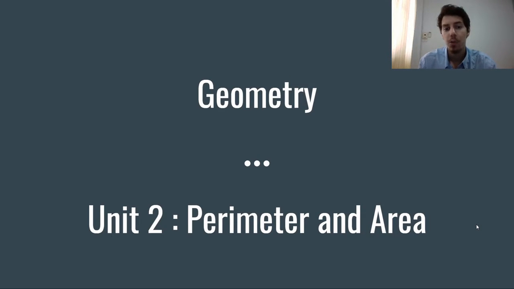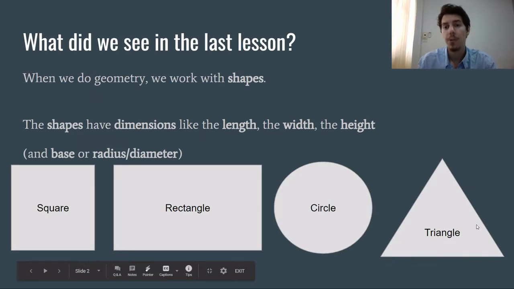Okay, today we're going to talk about the perimeter and the area in geometry. What does it mean and how do we find them? But before we begin, let's remember what we learned in the last lesson.